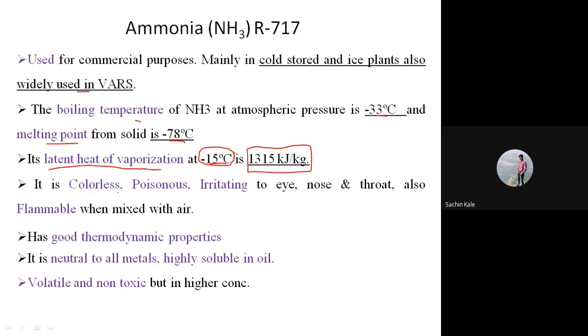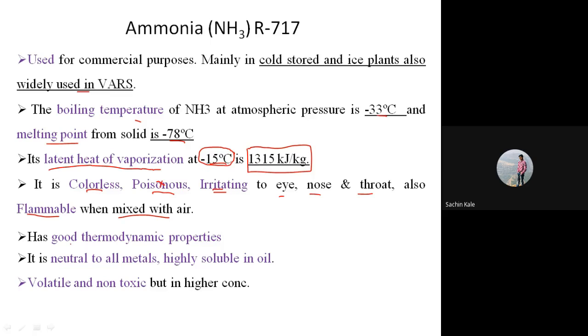Ammonia is colorless and poisonous. That's why, wherever we want to use ammonia, it should be used carefully, because it is poisonous to human beings. If ammonia comes in contact with the human body because of leakage, there will be irritation to the eye, nose and throat. It is also highly flammable when it gets mixed with air.